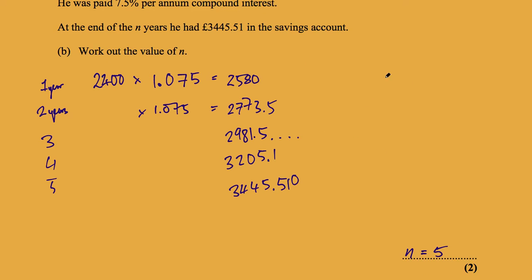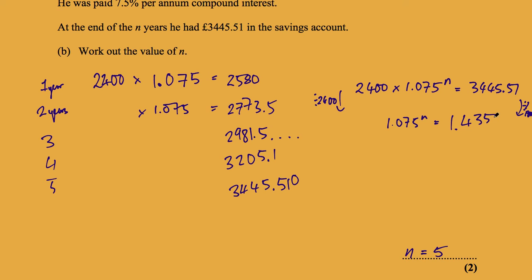I could also have looked at that whole situation by setting up an equation, which might not be the first thing that people want to do with this. If I have 2,400 times by 1.075 to the power of n, because it's happening for n years, that would be £3,445.51. If I divide both sides by 2,400, that leaves me with 1.075 to the power of n equals 1.4356, etc. At GCSE level maths, I would then keep on just multiplying 1.075 by itself until I got to this number here, and that happens when n equals 5. So 5 times itself gives me that number there.